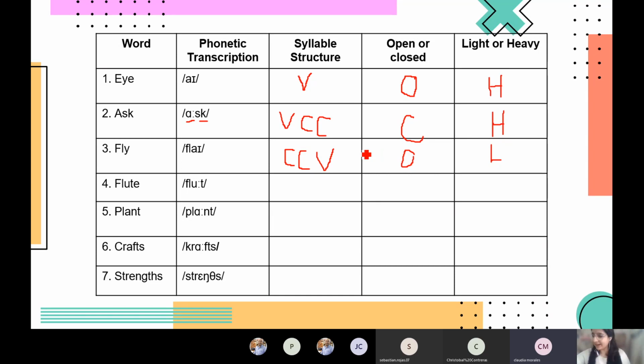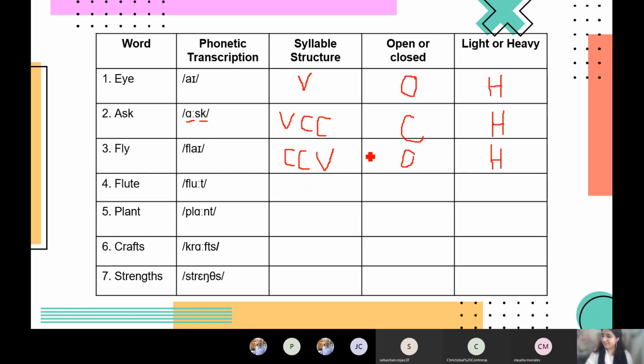First, do you agree with Claudia? What do you think about the last category of this one? Do you think it's light or do you think it's heavy? It is heavy. Why, Cristobal or Sebastian? As I asked you before, you told me that diphthongs are considered like long vowel sounds. Yes, therefore this one is heavy as well. So thank you very much, Claudia and Cristobal.